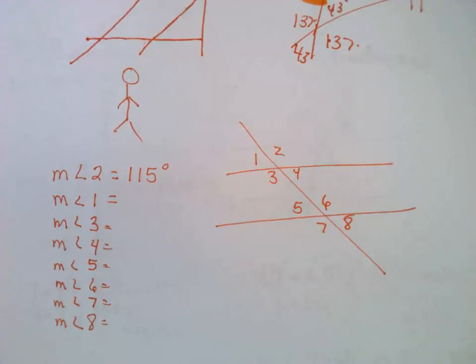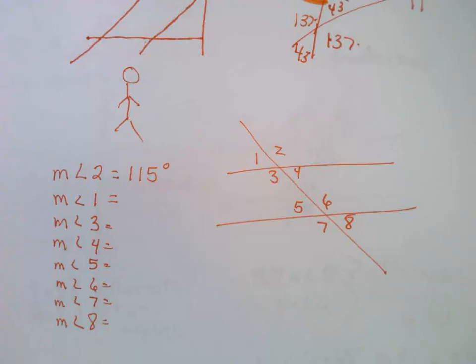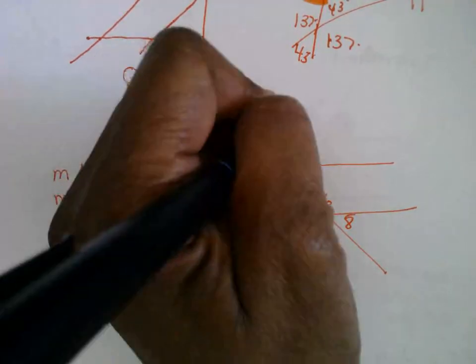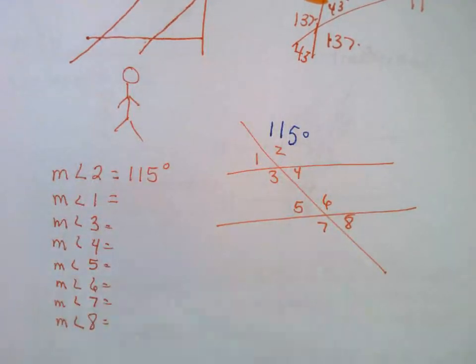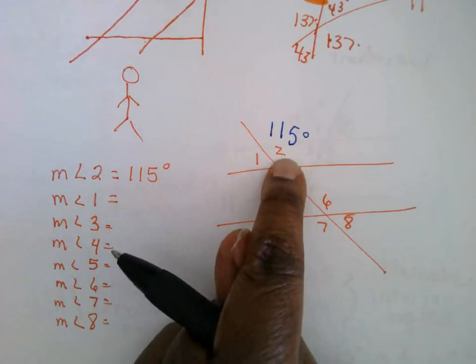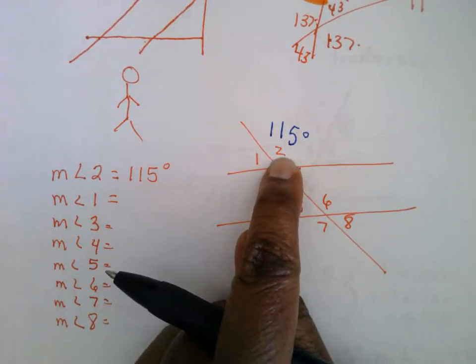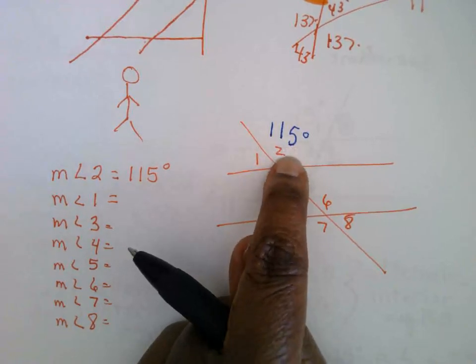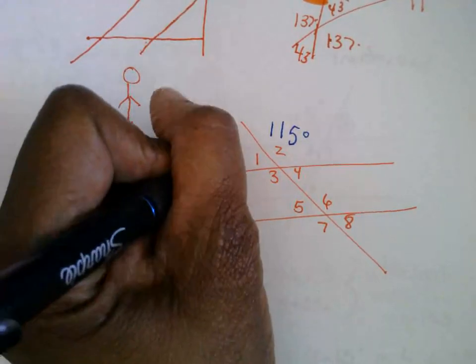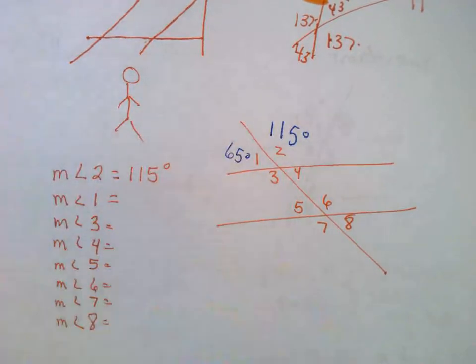Wait, which one? We're trying to get the 180, right? What is the supplement to 115 degrees? In other words, 65.